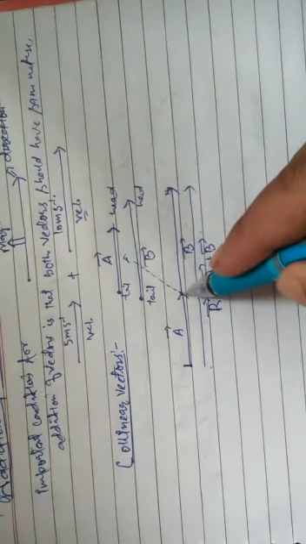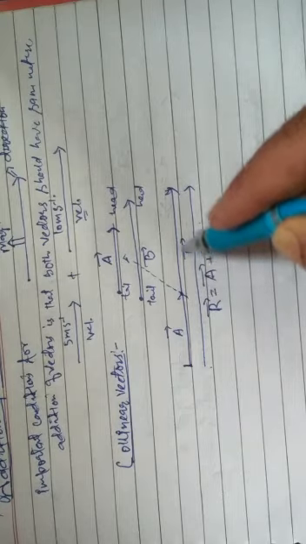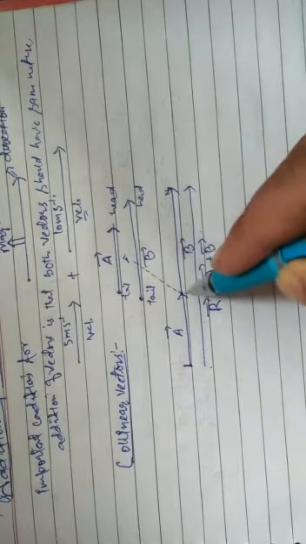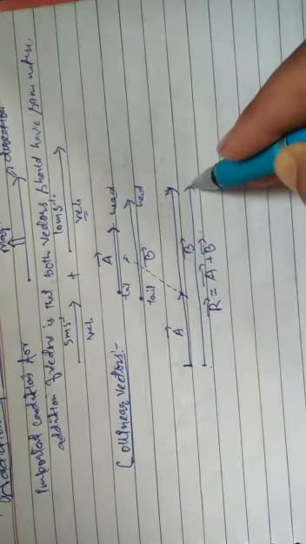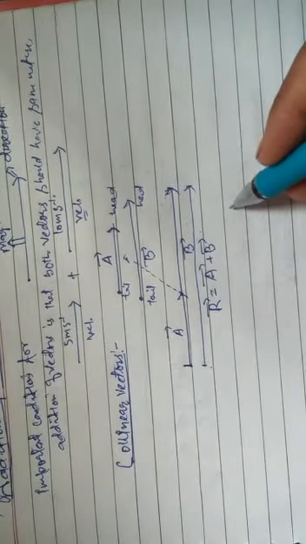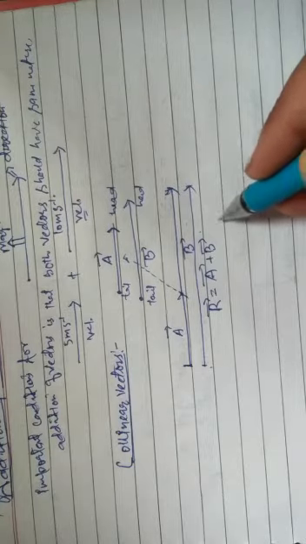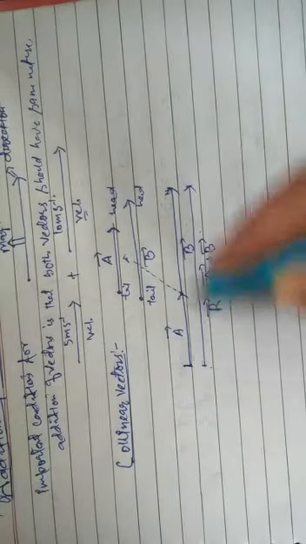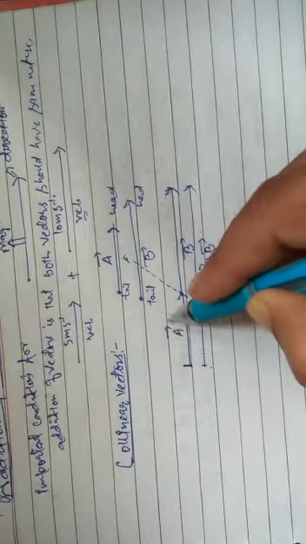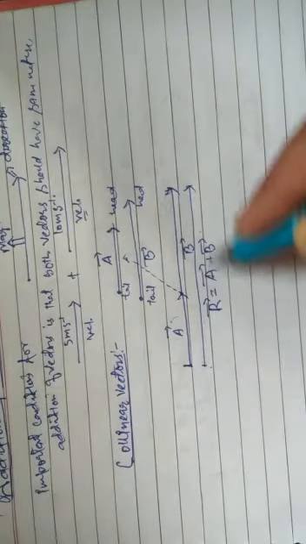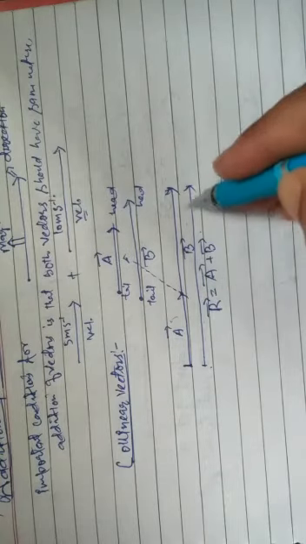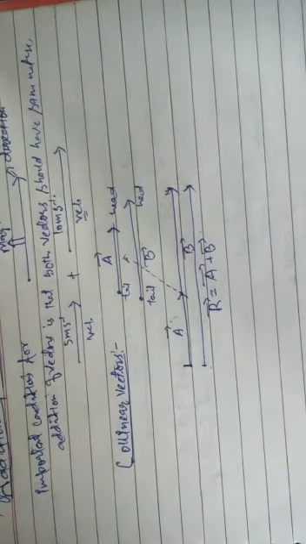So I placed B such that its tail coincides with the head of the first, and it is written like this. Then the vector drawn from the tail of the first up to the head of the second gives the resultant of the two, and this produces the same effect as the two vectors. If it is 10 meter per second and 5 meter per second, then this vector is 10 plus 5, 15 meter per second. So this is how we add collinear vectors.